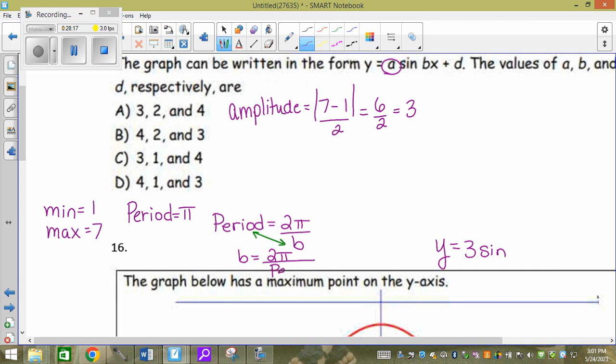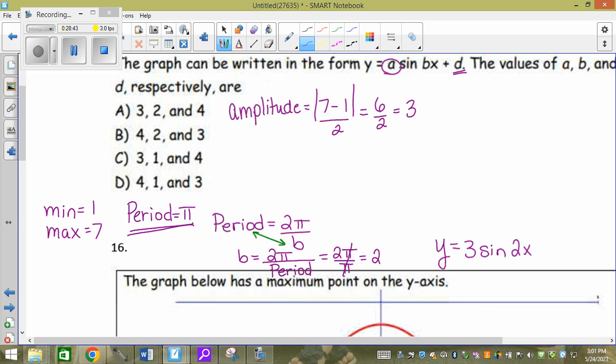What is the period? What did I give you the period to be? Pi. So I'm going to go 2 pi over period, so 2 pi over pi. The pi's cancel. What's my b value? 2. So now I get a 2 in here: 2x. If there was a c value like x plus pi, then I'd have to write x plus pi. But there isn't one, so I put x.